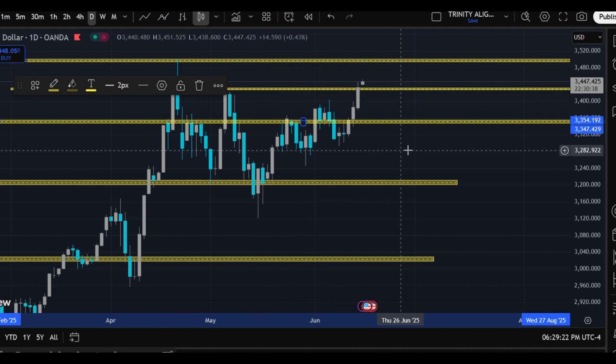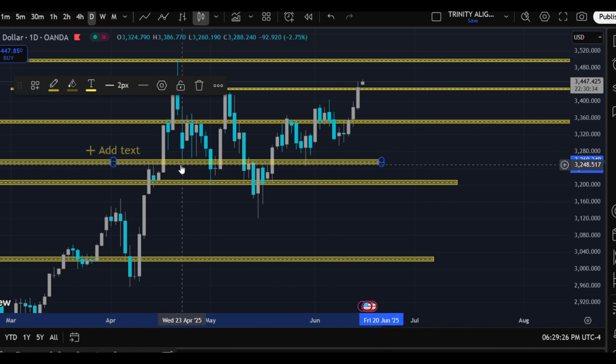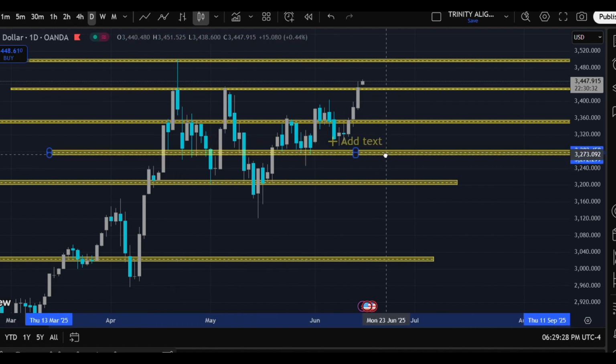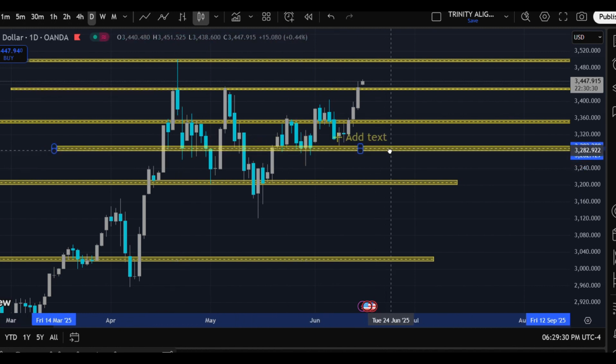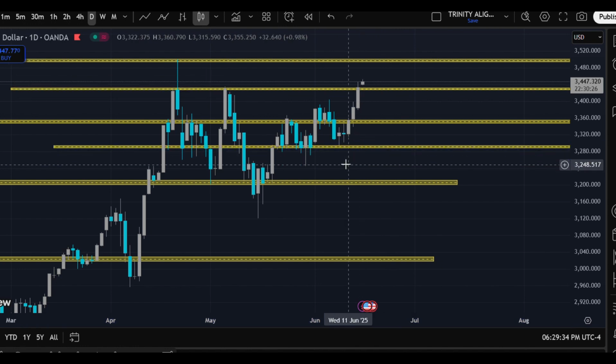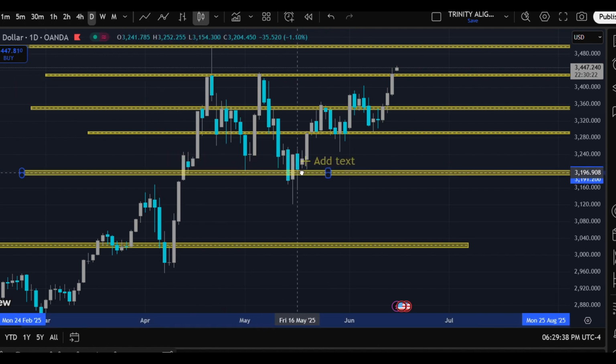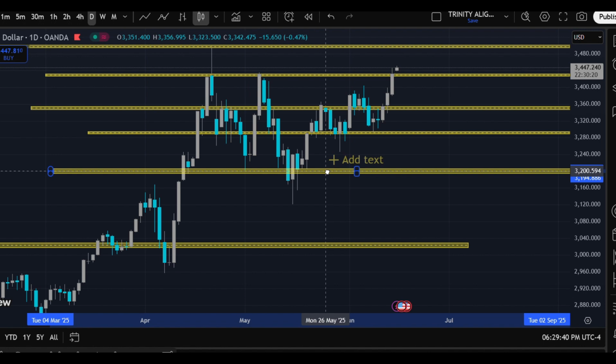I also see another area just about right around here. I'm going to move this up in the little area, in the little space, and make the levels a little smaller, because when we start going to the smaller time frame, that's when things get a little hairy.